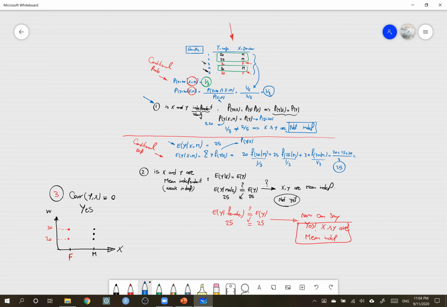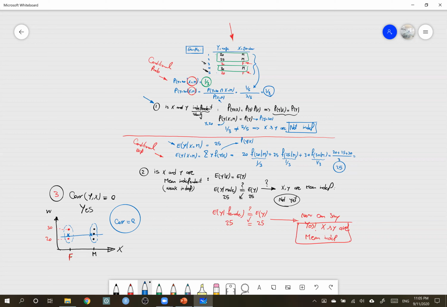So if I calculate the expected value of wage given female, do you agree that this is 25? Does everyone see that? Between 20 and 30, the expected value is 25. And if I calculate the expected value of wage given male, it's going to be again 25, because for 20, 25, 30, the average is 25. Now, look at the relationship between the two. What's the correlation here? There you go. Correlation is equal to 0.